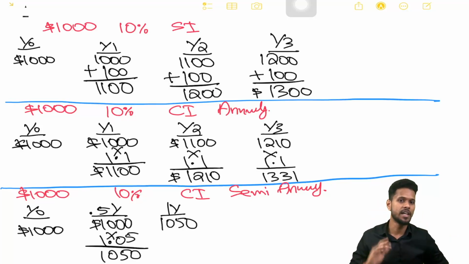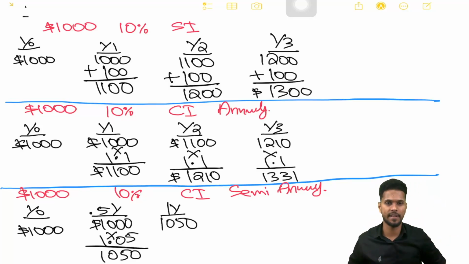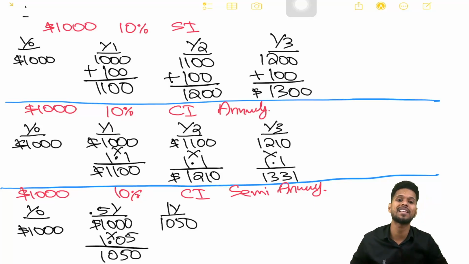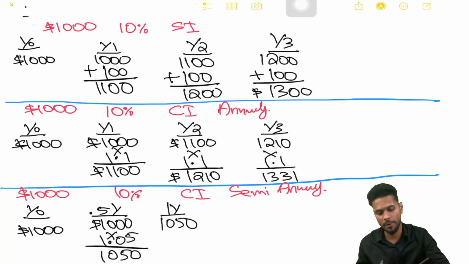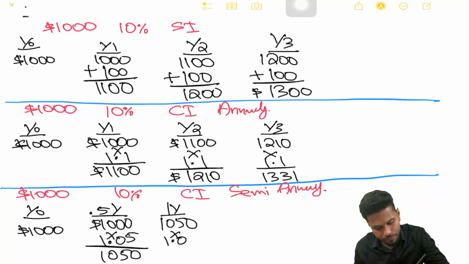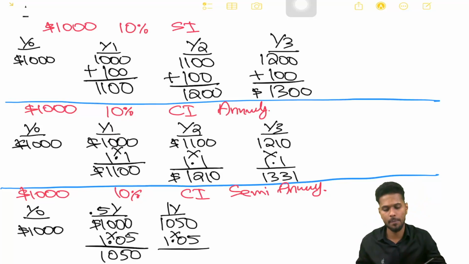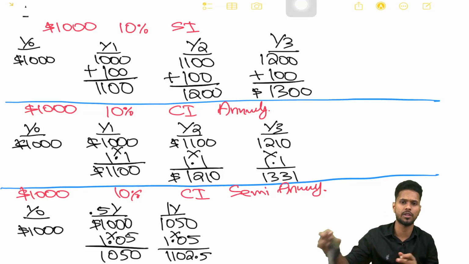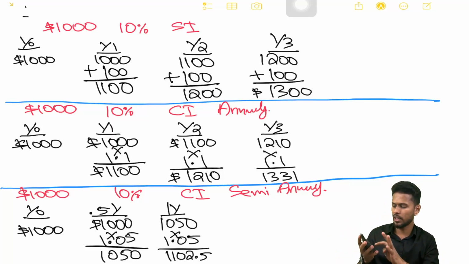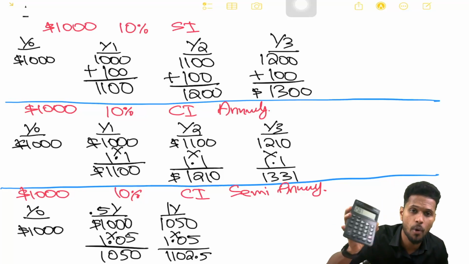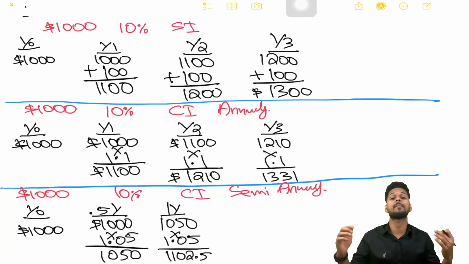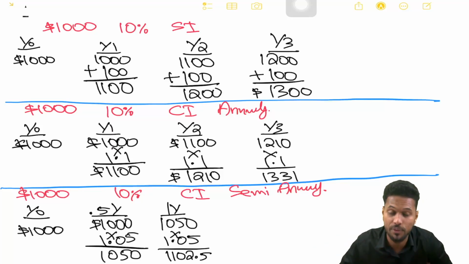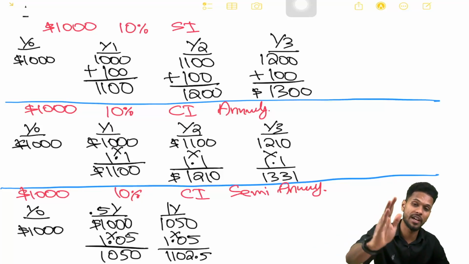The previous amount is 100%, the same amount, plus an extra 5%. So 100% plus 5% is 105%. In decimal form it is 1.05. So how much is the amount? 1102.5. You can use the calculator for this. So 1050 multiplied by 1.05 is 1102.5. That is the balance in your account at the end of year 1.